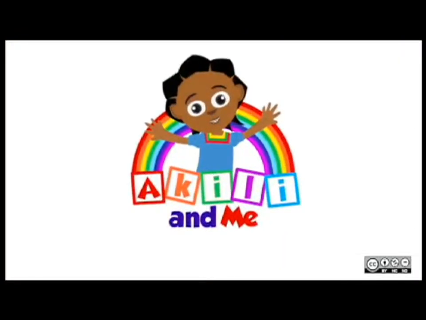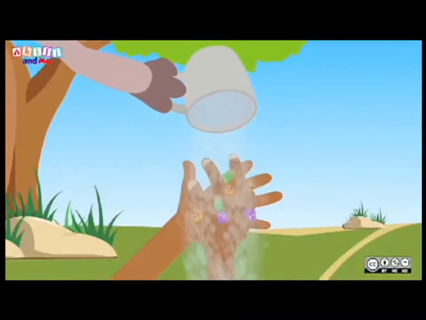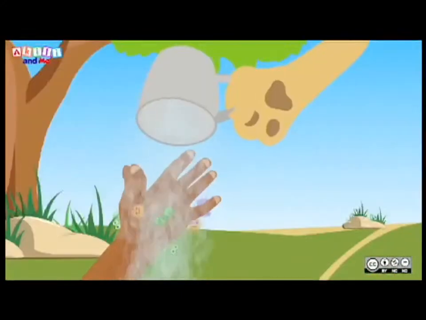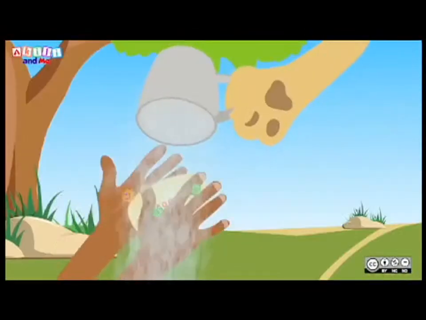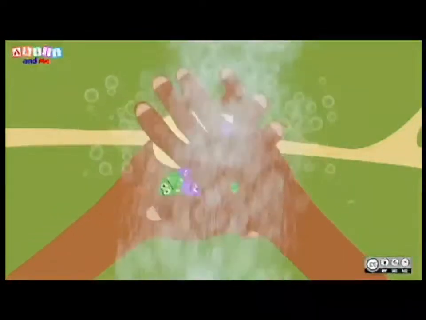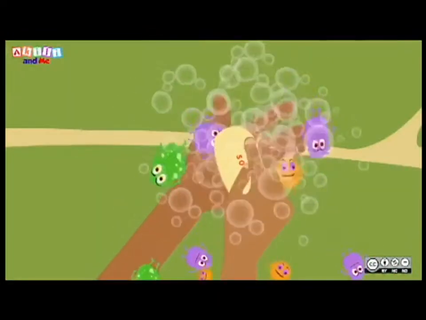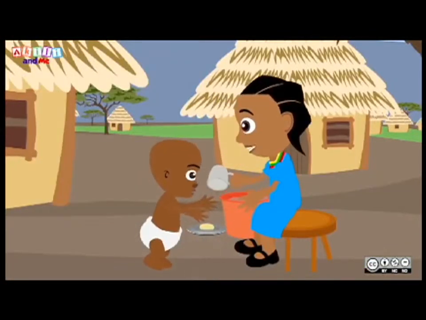Akili, akili, akili, akili. We love to wash our hands, and this is how we do it. Wash, wash with clean water. Scrub, scrub, scrub with soap. Rinse, rinse with clean water, and then the germs will go. We love to wash our hands, and this is how we do it. Wash, wash with clean water. Scrub, scrub, scrub with soap. Rinse, rinse with clean water, and then the germs will go.